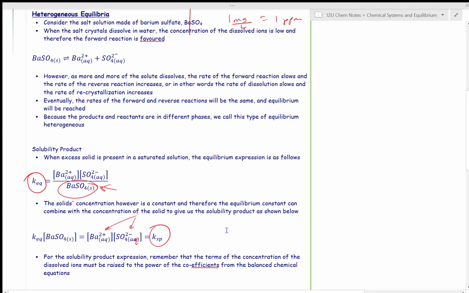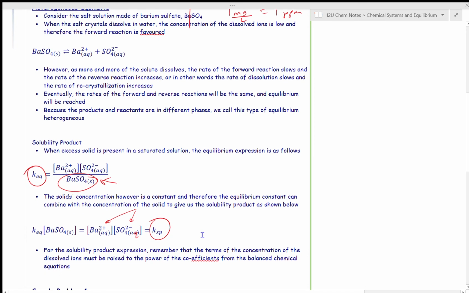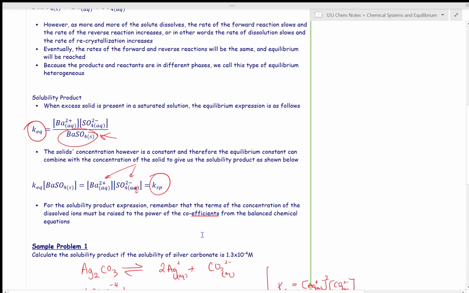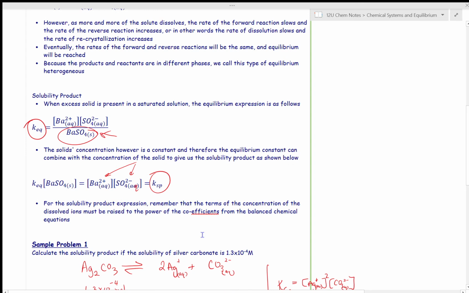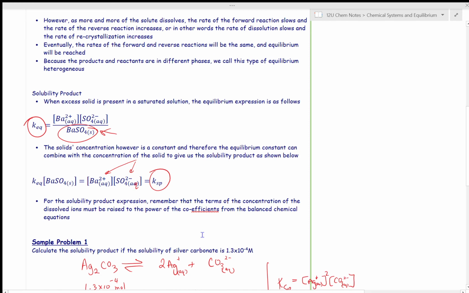It's the solubility product. When we say product, we mean multiplication. So it's the concentrations of all of the ions multiplied against one another. That's what we call KSP. So when we look at our KSP expressions, we ignore the solid reactant in terms of concentrations because the concentrations remain constant. We only look at the concentrations of the dissolved ions.